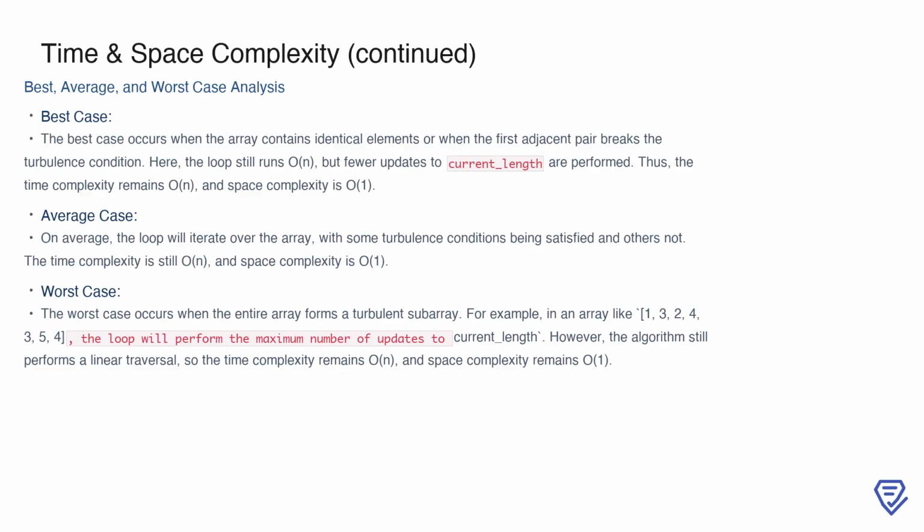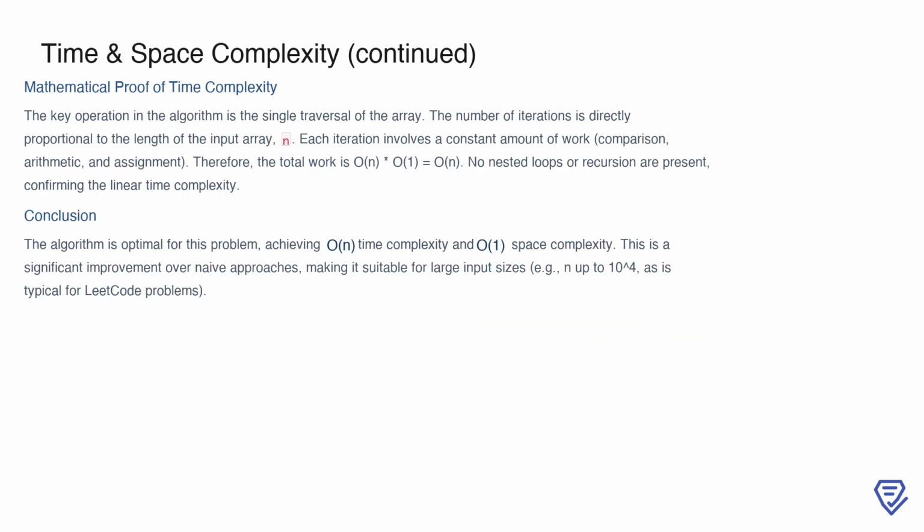The worst case occurs when the entire array forms a turbulent subarray. For example, if alternating elements consistently satisfy the condition, the algorithm performs the maximum number of updates to current_length. Even in this scenario, the algorithm processes the array in a single pass, maintaining O(n) time complexity and O(1) space complexity. To solidify our understanding, let's provide a mathematical justification for the time complexity.